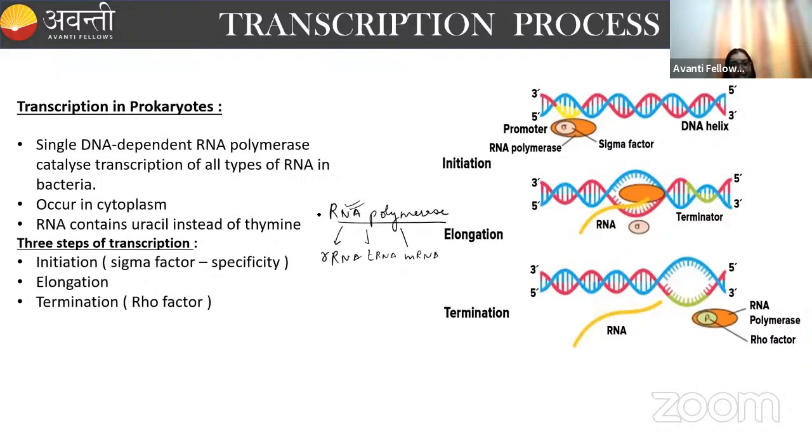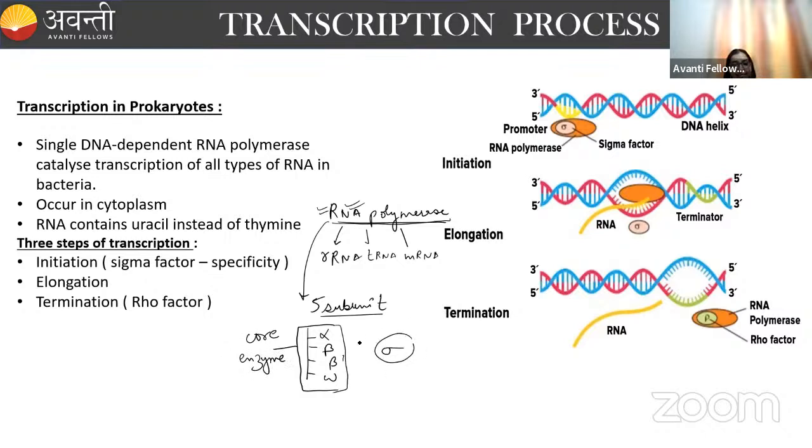In prokaryotes, this RNA polymerase is made up of 5 subunits. And what are those subunits? Number 1 is alpha, there's beta, beta prime, there's omega, and the last one is sigma. Remember that the first 4 subunits form the core enzyme. And when this core enzyme and the sigma factor combine, they form the holoenzyme.